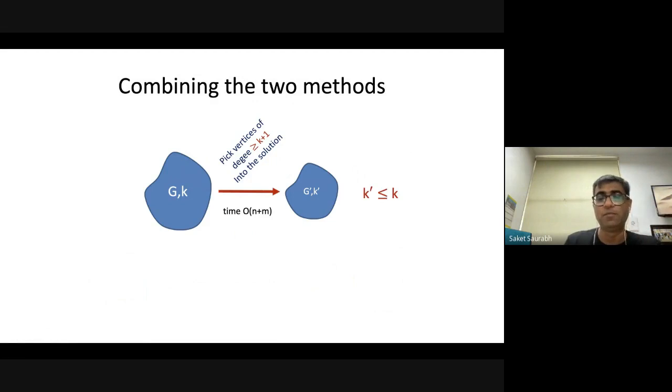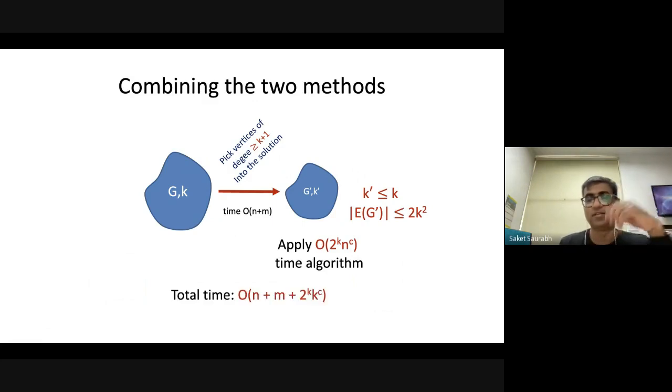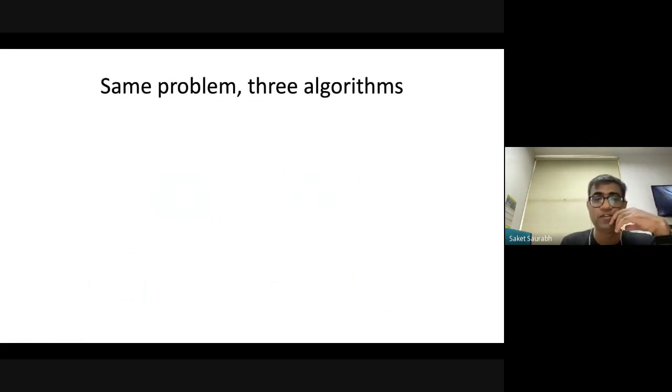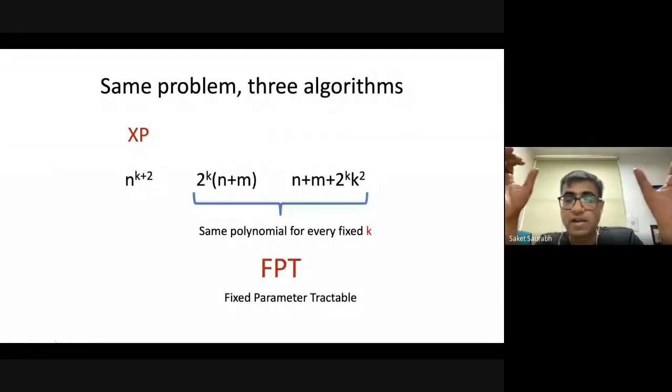So you could combine both methods also. For example, in polynomial time you get k prime less than or equal to k, and the number of edges is at most 2k squared, and on that you apply this 2 to the power k n algorithm, and you get this. So you can combine these 2 methods also. So for the same problem, we saw 3 algorithms: n to the power k plus 2, this one, and the same polynomial for every fixed k, and this is what is known as a fixed parameter tractable algorithm.